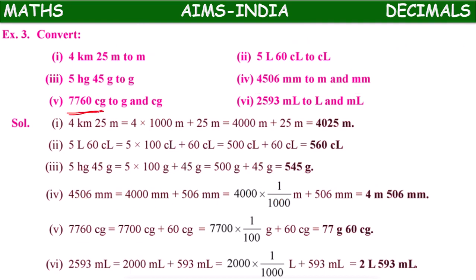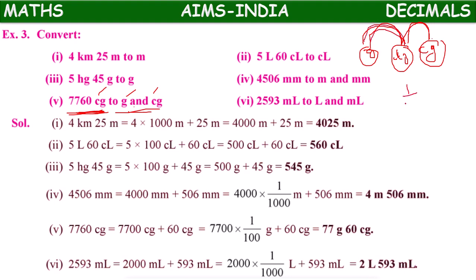For this question, 7760 centigram to gram and centigram. So centigram to gram. Centigram, before that decigram, before that gram. For moving from centigram to gram, we have to take 2 jumps, which means we have to divide by 100. As we have to divide by 100, let's separate the 100's value from this.